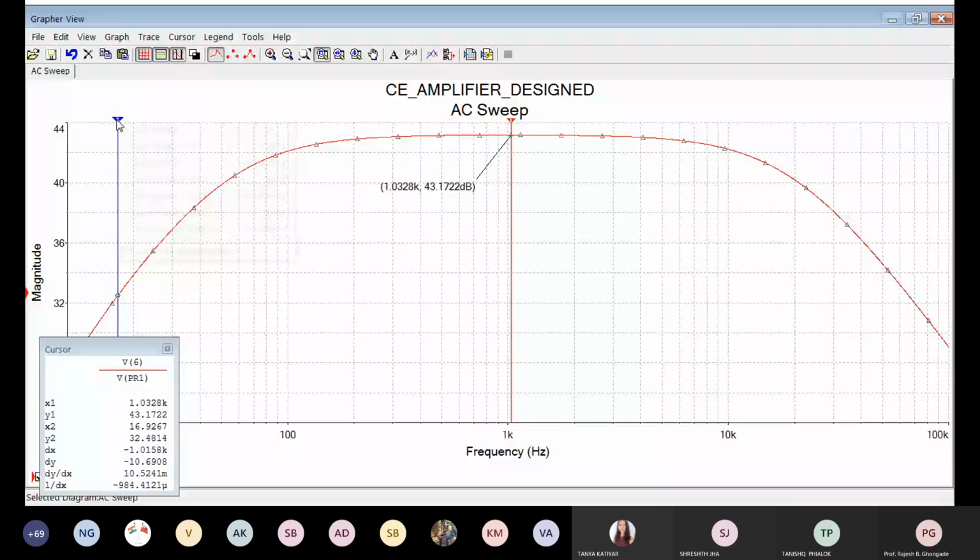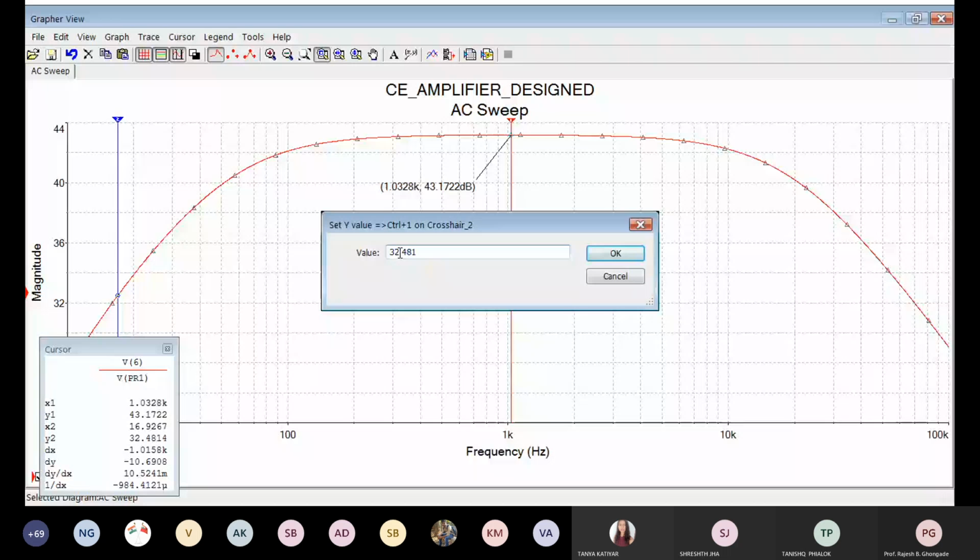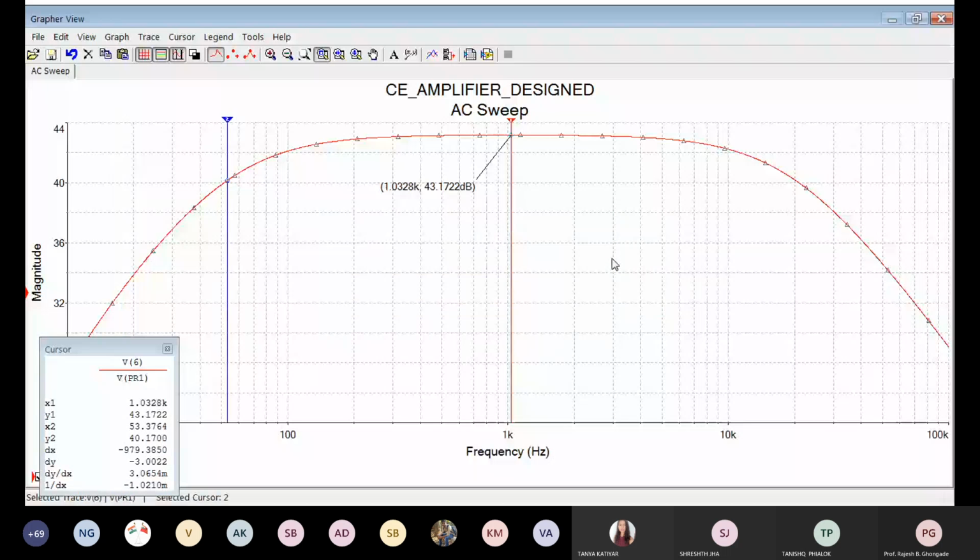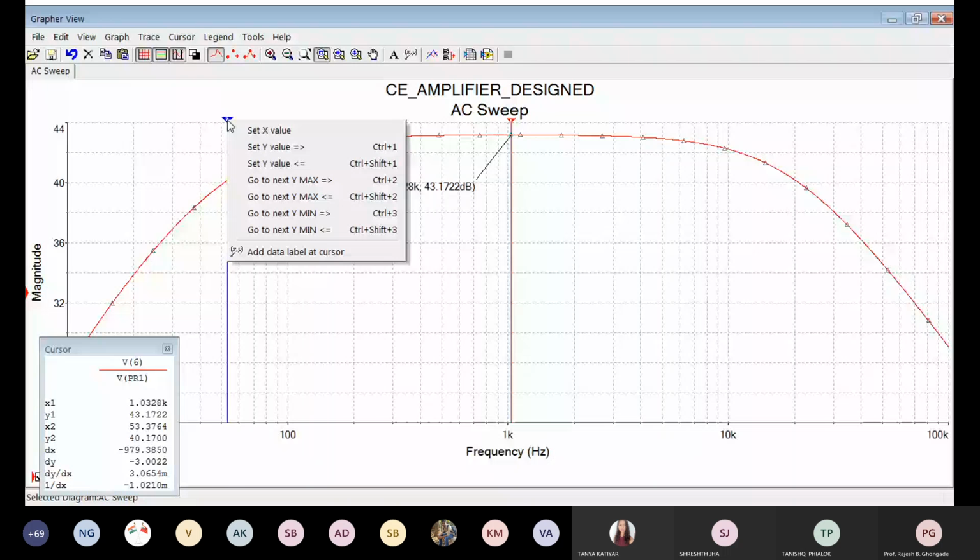I will take this to 40.17. So here I am getting the cursor, put the data label there. So the lower cutoff frequency that I am getting is 53 Hertz. All right. Similarly, I can set the value for the upper cutoff frequency.